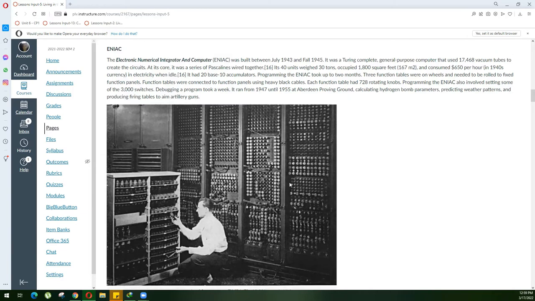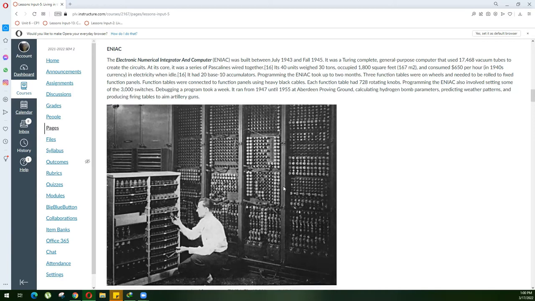The ENIAC, or Electronic Numerical Integrator and Computer, was built between July 1943 and the fall of 1945. It was a Turing complete general purpose computer using 17,468 vacuum tubes to create the circuits. At its core, it was a series of Pascalines wired together. Its 40 units weighed 30 tons, occupied 1,800 square feet, and consumed $650 per hour in 1940s currency in electricity when idle.